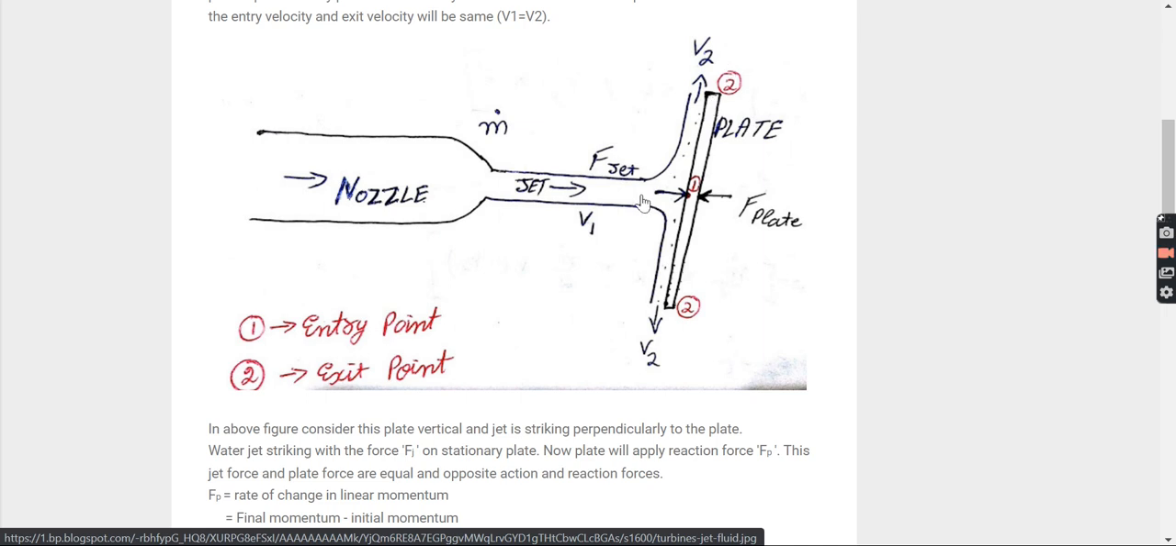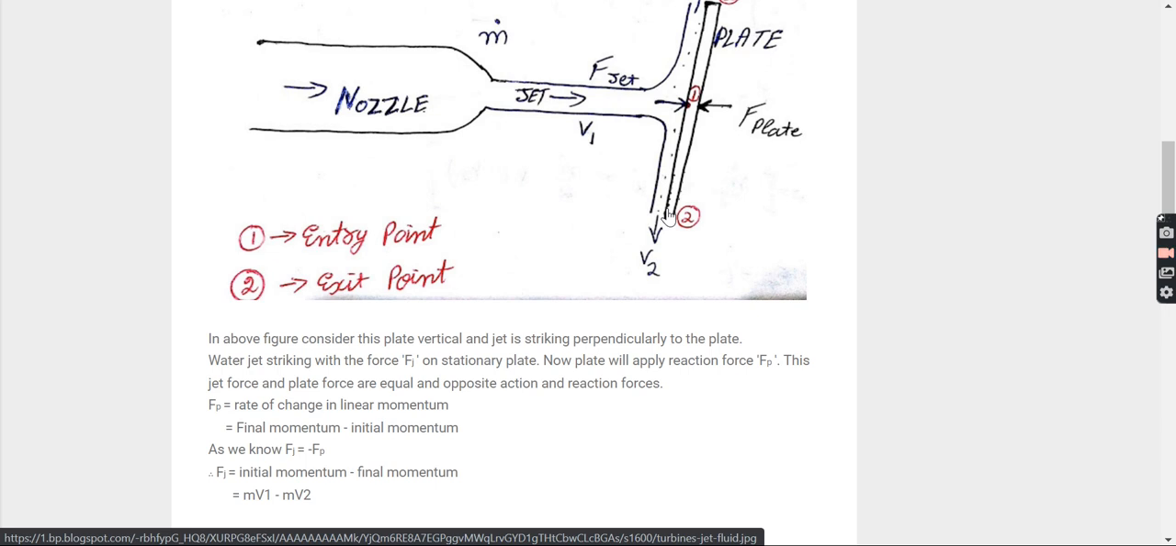Now here jet is striking plate normally, or we can say perpendicularly, at point 1 and exiting the plate tangentially from the tip of the vertical plate, which is represented by point 2, with velocity v2 meter per second. If we consider this plate to be frictionless, then the entry velocity and exit velocity will be same. That means V1 will be equal to V2.